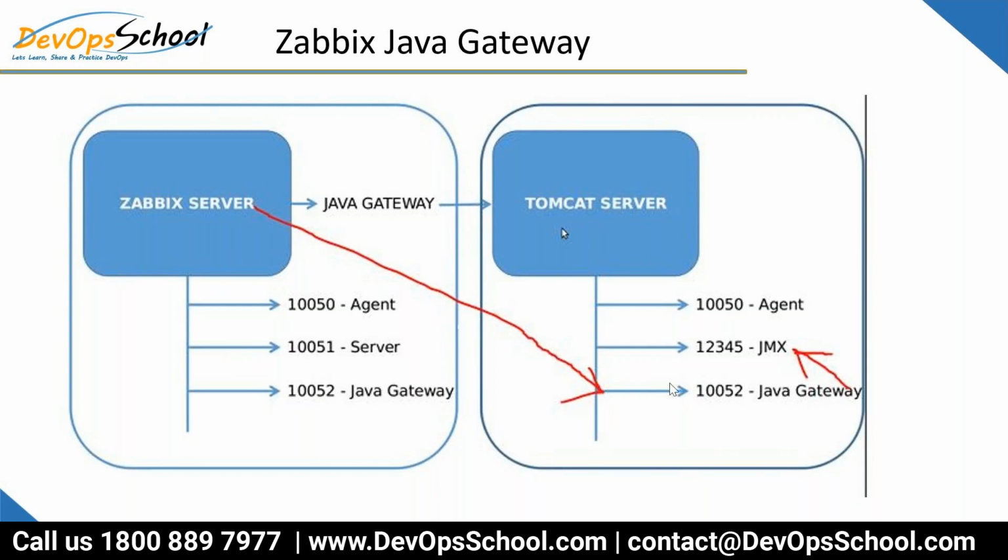So here is why I created a sign. Here the Zabbix server will query the Java gateway, and the Java gateway will query the JMX server. Are you understanding it? So why Tomcat servers? I lost actually.